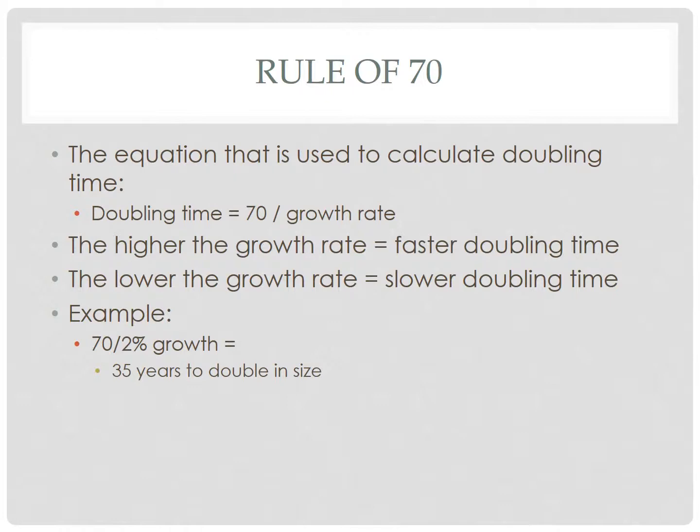And if a country is growing at 0.5%, a good example would be the US. The US is growing at about half a percentage point each year. That would take about 140 years to double in size. So just kind of know those. And I do think it's possible that you could have to calculate that on the AP exam. So maybe it's like a multiple choice question. Just be prepared for that.